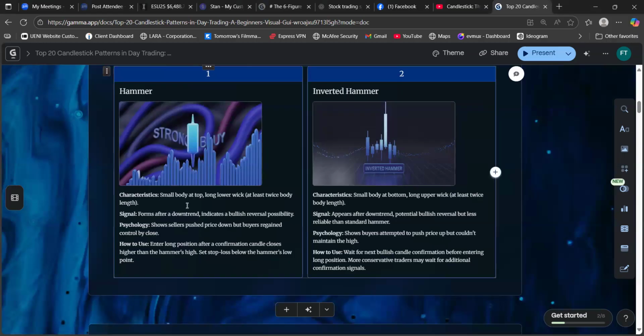Characteristics of a hammer: small body at the top, long lower wick at least twice the length of the body. Signal: it forms after a downtrend and indicates a bullish reversal possibility. The psychology: it shows sellers pushed the price down, but buyers regained control by the close.